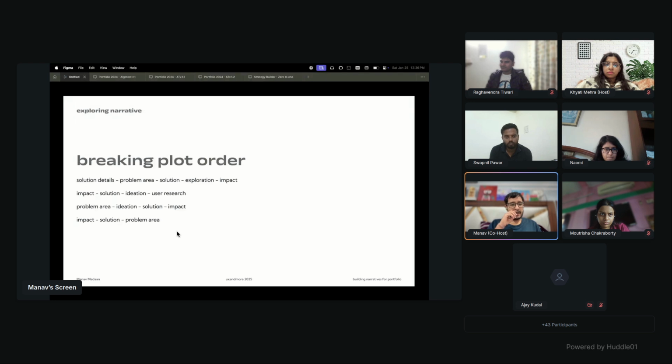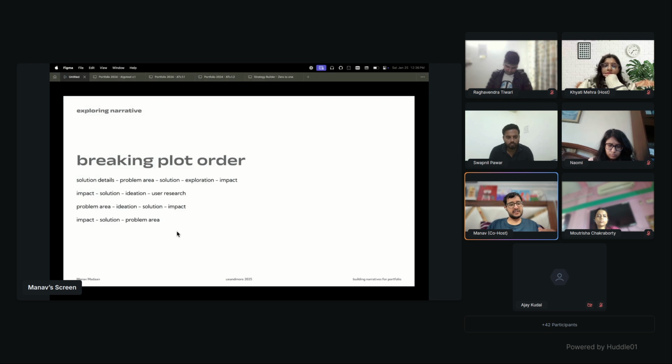When you're exploring a narrative on how you are going to vocally tell a story, there are multiple ways of assembling plot. These are some of the methods. You can start from the solution, then go to what the problem area was, what the specific solution was, what exploration you did, and what the impact was. Then you can also start from impact, solution, ideation, and research.